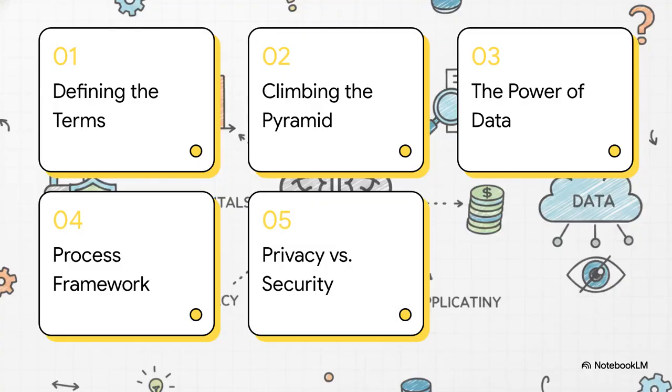Okay, let's dive into this and get a lay of the land. Here's our roadmap for today. First, we'll be defining the terms. Second, climbing the data pyramid. Third, the power of data. Fourth, we'll look at the process framework. And finally, we'll wrap up with privacy versus security.